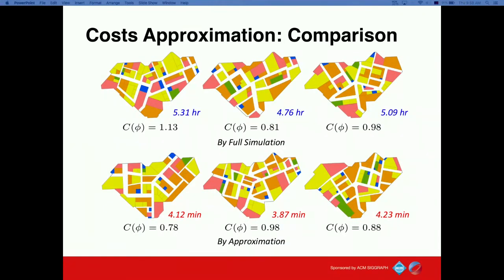Here we show some layouts synthesized by optimizing with both cross-simulation and regressor-based approximation. They look visually similar, but took very different amounts of time. Ones with cross-simulation cost on average over 4 hours, while those with approximation only take less than 5 minutes.